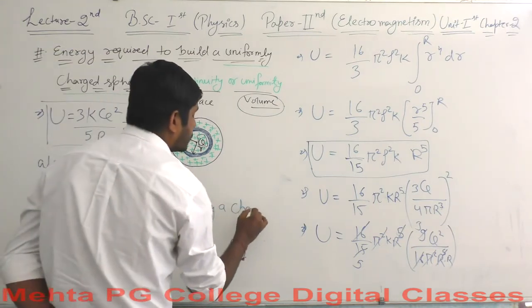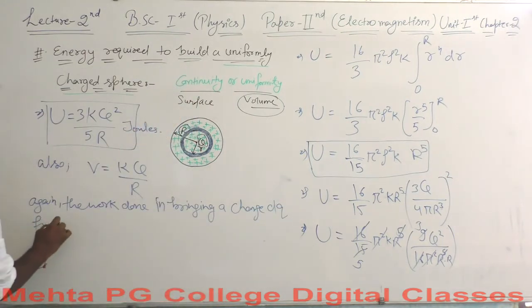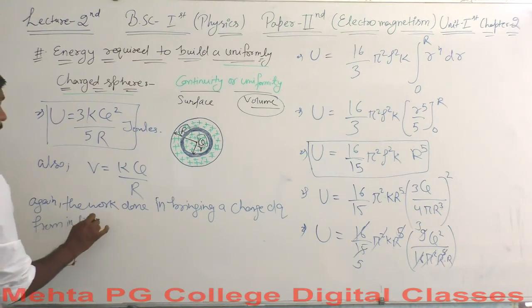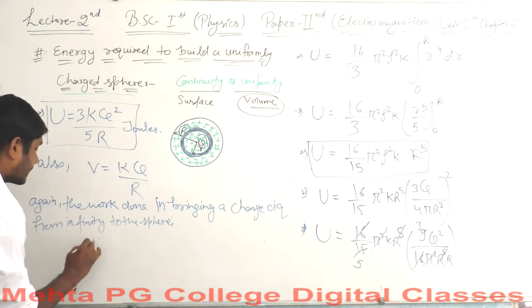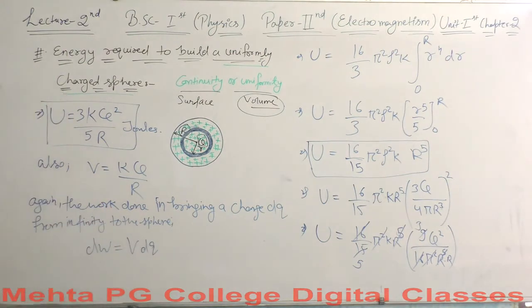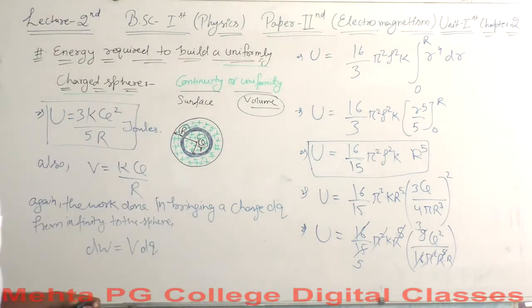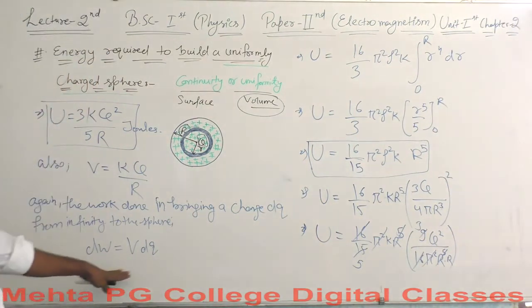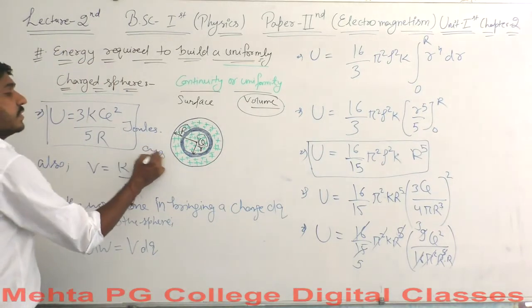in bringing an additional charge dQ from infinity to the sphere. Let's say this is dW, which is equal to V dQ. Yes, this must be equal to dU dash, the increase in electrostatic energy of the sphere. So this is the total energy here. Here we got our one answer.